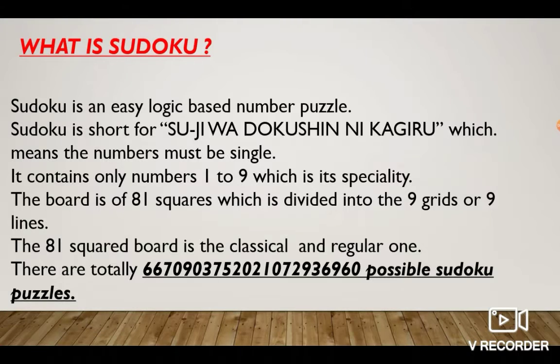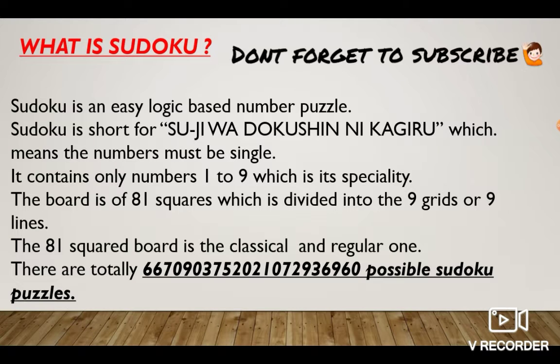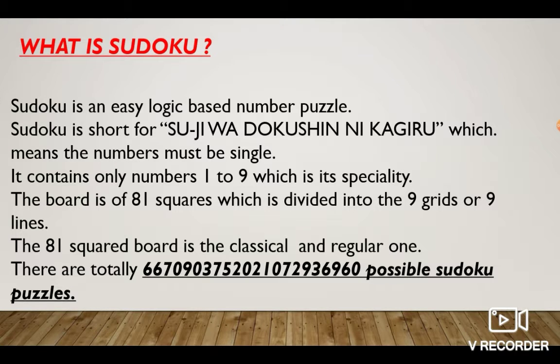First of all, what is Sudoku? It is an easy to learn logic based number puzzle. Sudoku is not a single word but an abbreviation of 6 words: Suji wa dokushin ni kagiru. It's like a tongue twister, right? It's Japanese, which means the numbers must be of single digits. In a Sudoku board, the magic happens only with digits 1 to 9.